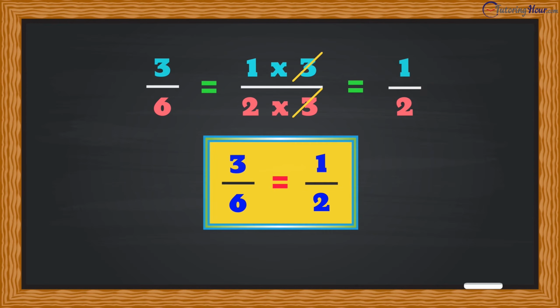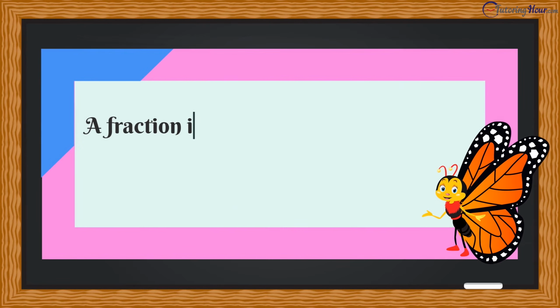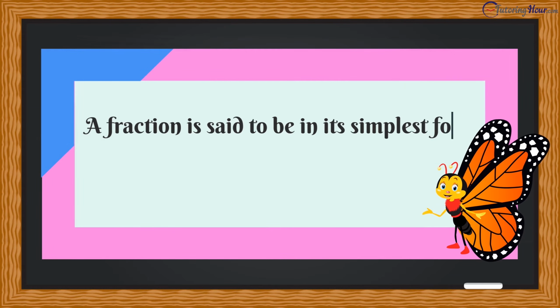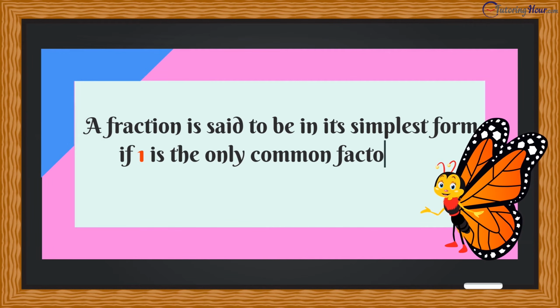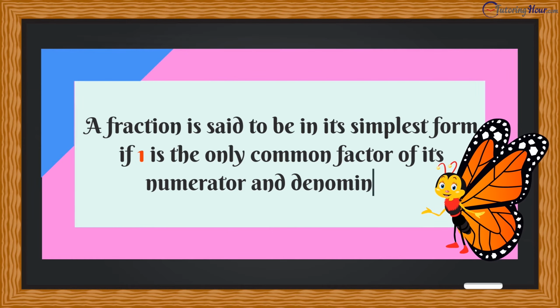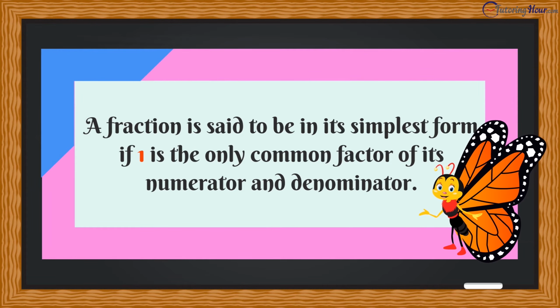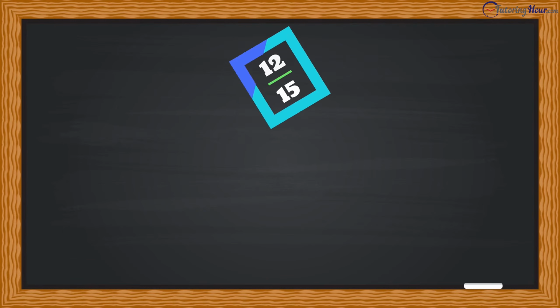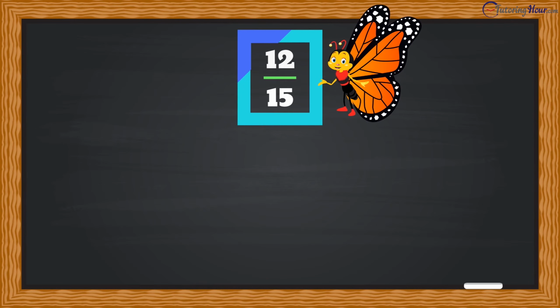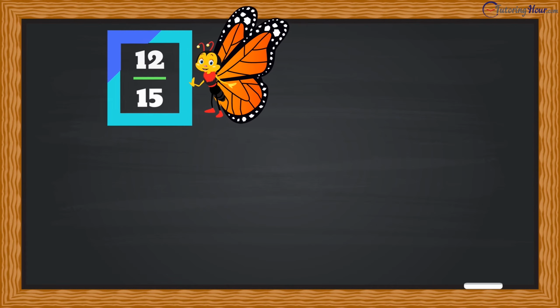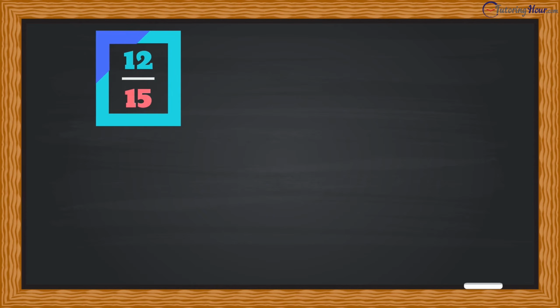From this, we can conclude that a fraction is said to be in its simplest form if 1 is the only common factor of its numerator and denominator. As simple as ABC, isn't it? Let's gallop through by reducing or simplifying one more fraction, 12/15.